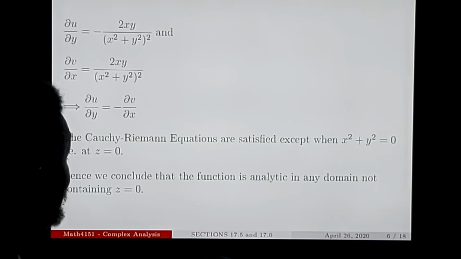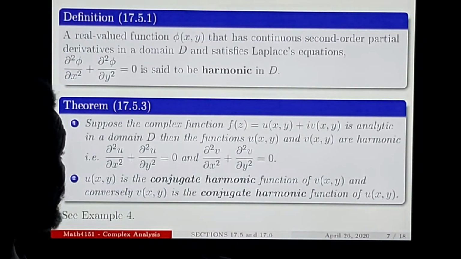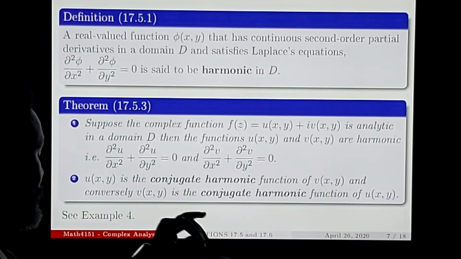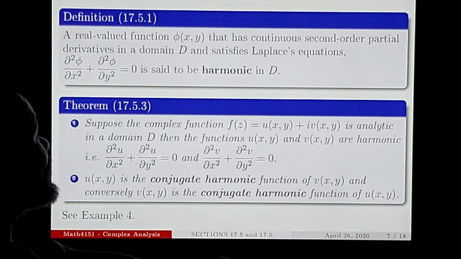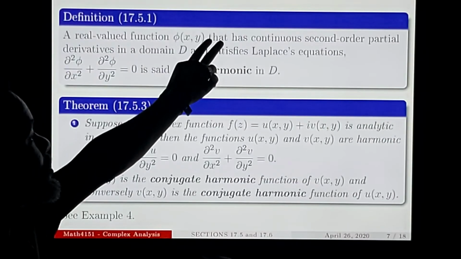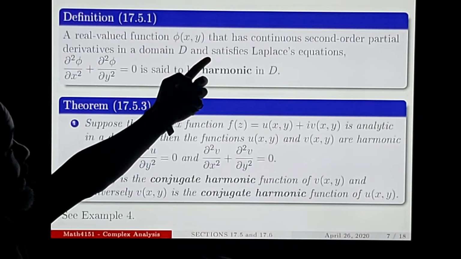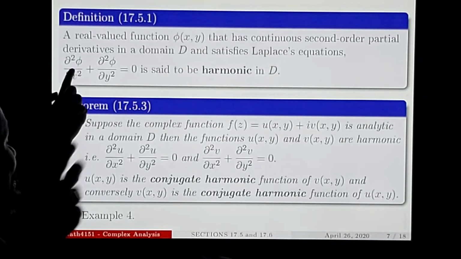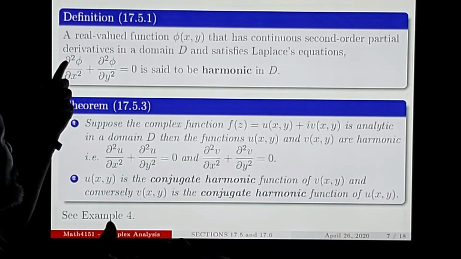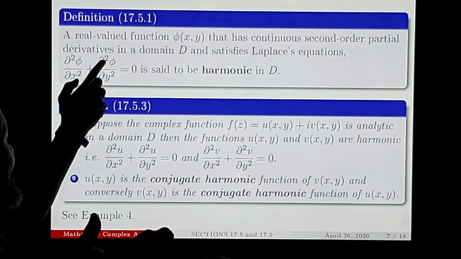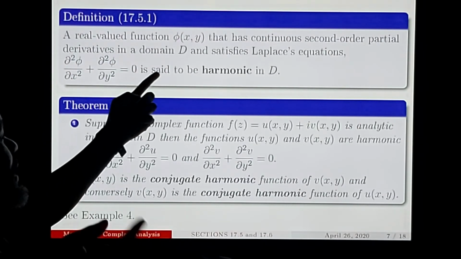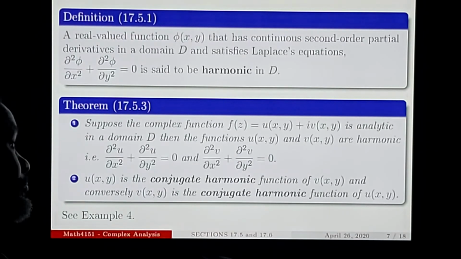Okay, let's see how far we can go with the next one. Now the next is what you call a harmonic function, so probably I can define it very quickly. A real valued function phi of x, y that has continuous second partial derivatives in a domain D, and satisfies Laplace's equation, del 2 phi del x squared plus del 2 phi del y squared equals 0, is said to be harmonic in D. So in this case now, we have the Cauchy-Riemann equations. Now we take the second partial derivatives.